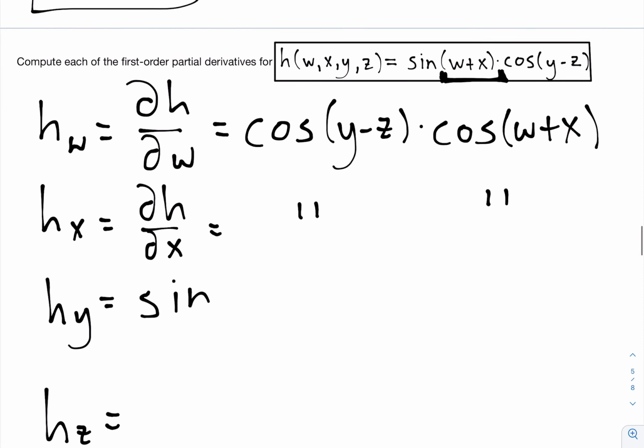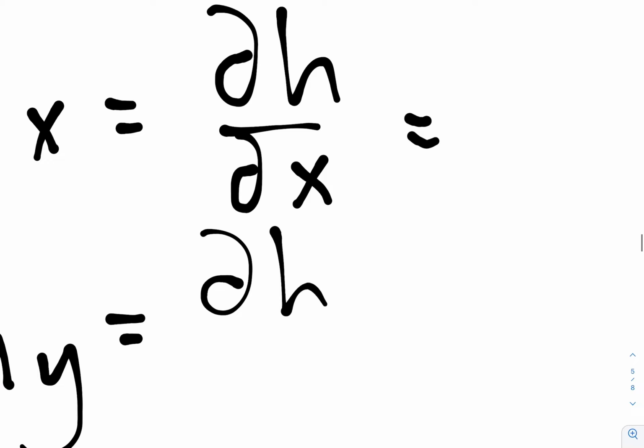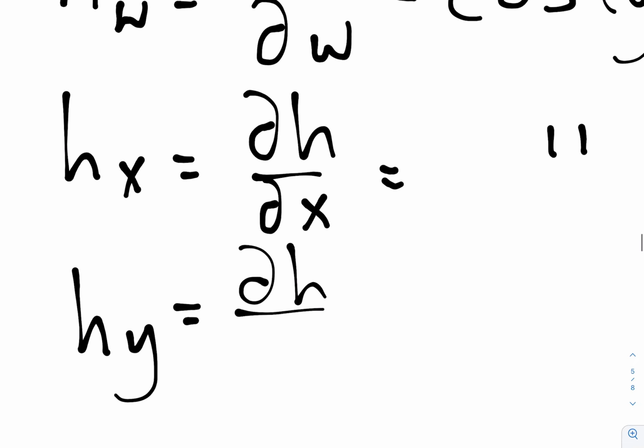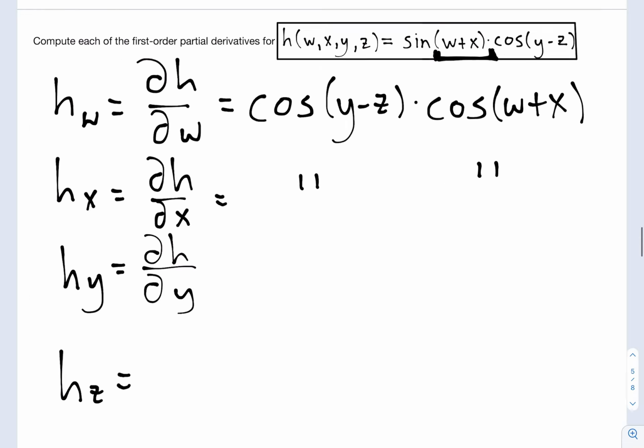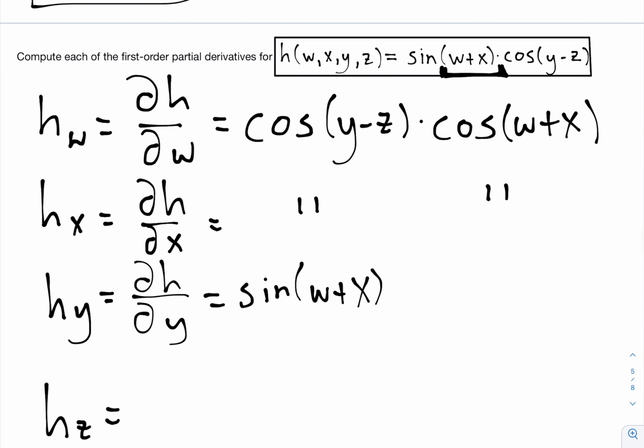Sine of w plus x, or I'll be consistent with how I'm writing it out. This is going to be partial h by partial y. Okay, so like I said, that's going to be sine w plus x. We're considering that a constant, and we're multiplying it by the derivative of cosine of y minus z.